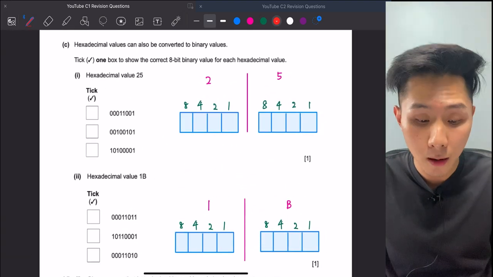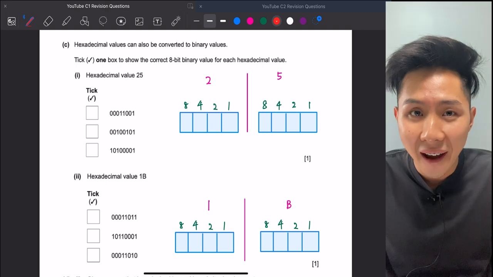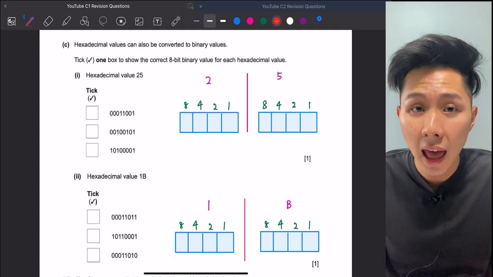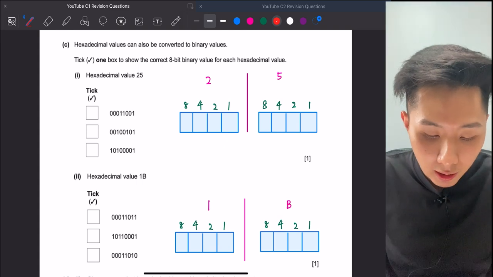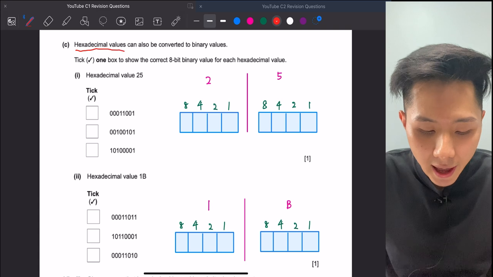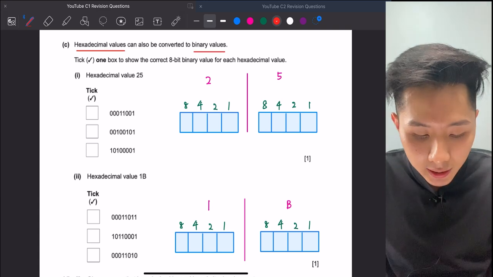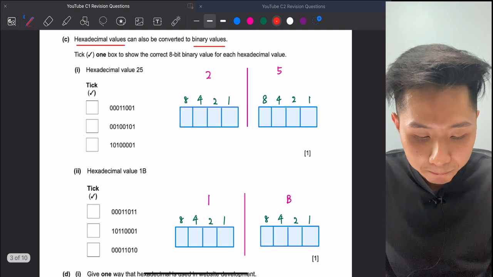For now, we have another type of conversion. As you can see, all chapter 1 questions usually revolve around converting, so it's good to learn everything here. Now, we need to convert hexadecimal back to binary value. So let's see how we can do it.